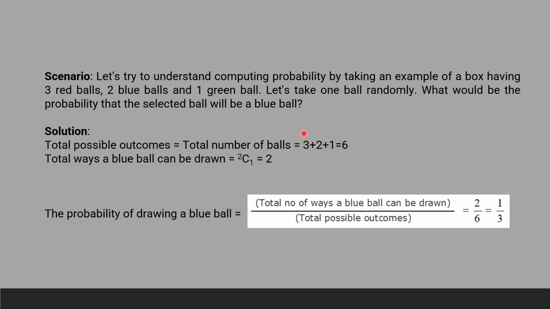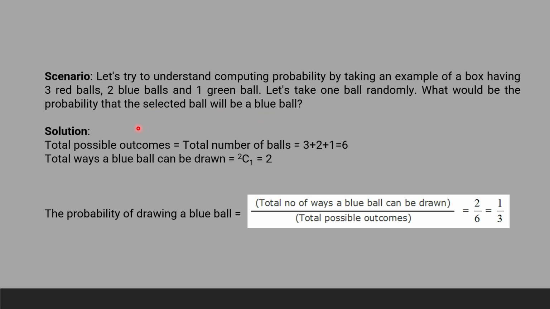Okay, so here's one example to understand probability, that is computing probability. Let's try to understand computing probability by taking an example of a box having 3 red balls, 2 blue balls and 1 green ball. Let's take one ball randomly. What would be the probability that the selected ball will be a blue ball?